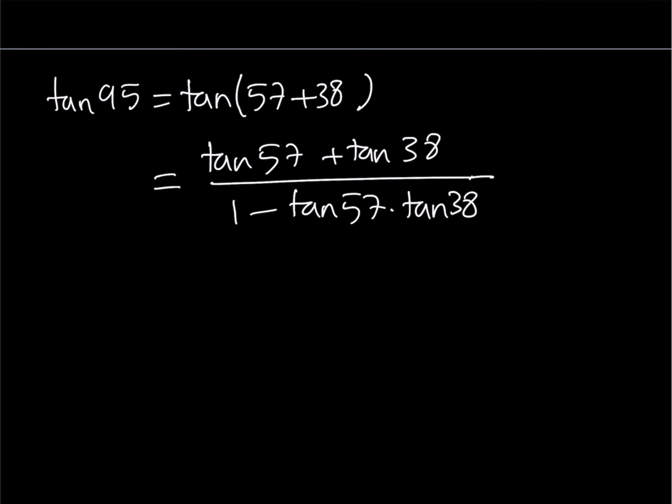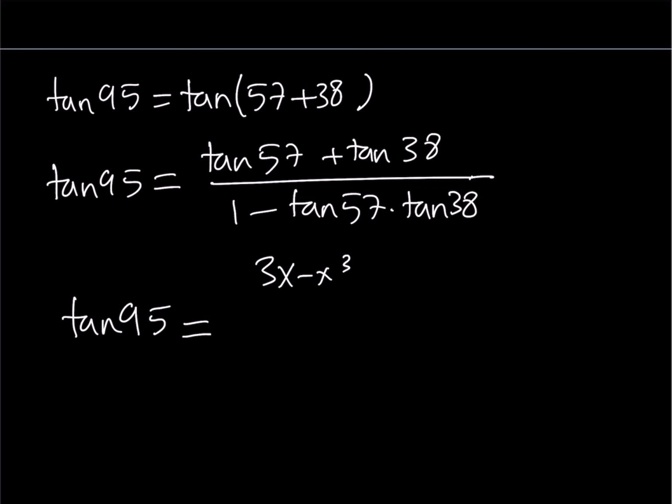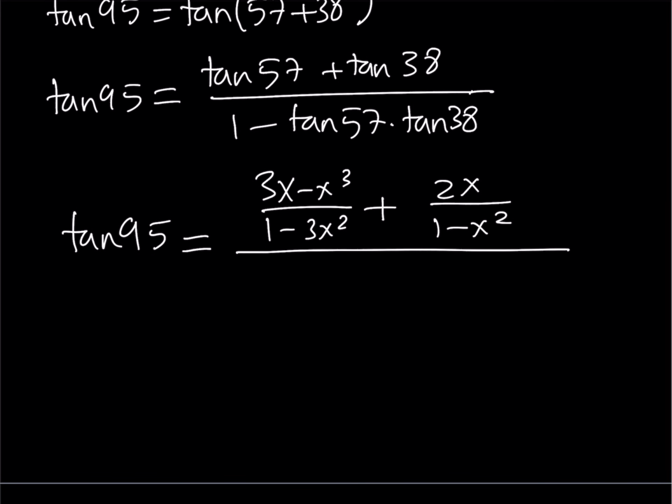Okay, so now we've got the values for tangent 57 and tangent 38. So let's go ahead and replace those to find tangent 95. Tangent 57 will be replaced with 3x minus x cubed over 1 minus 3x squared. Tangent 38 would be replaced with 2x over 1 minus x squared. Remember, it was 2 times 19. And then the bottom is just going to be the same thing, but they're going to be multiplied.